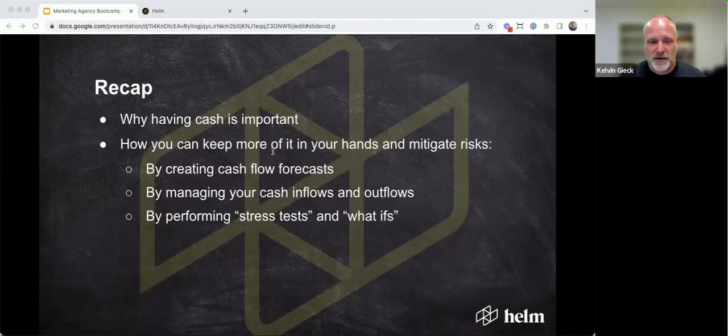So that's it. To recap, we've learned about why having cash is important for a number of reasons. It weighs greatly on emotions, and it is also, excuse me, a great enabler. We also learned how you can keep more cash in your hands by creating cash flow forecasts and managing your cash inflows and outflows, and by performing stress tests and what ifs.